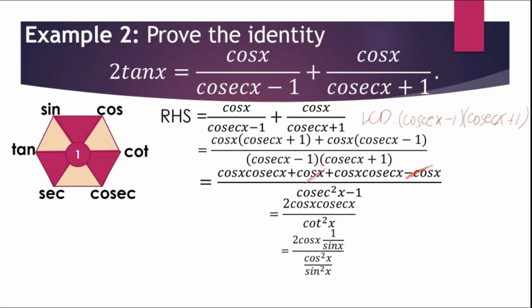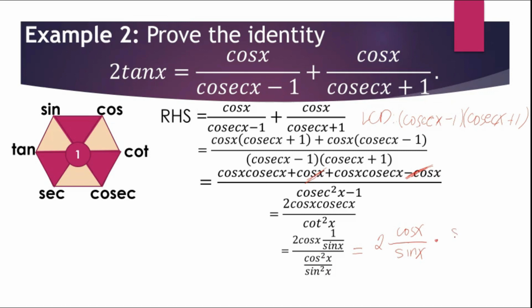Okay, so now we can rewrite this one. We can express cosec x and cotangent x as sine and cosine. If we do that, we will have 2 cosine x, and then cosec x can be expressed as 1 over sine x, all over cotangent, which can be expressed as cosine over sine squared x. So we will have here 2 cosine of x over sine x. And then this one, get the reciprocal and then proceed to multiplication.